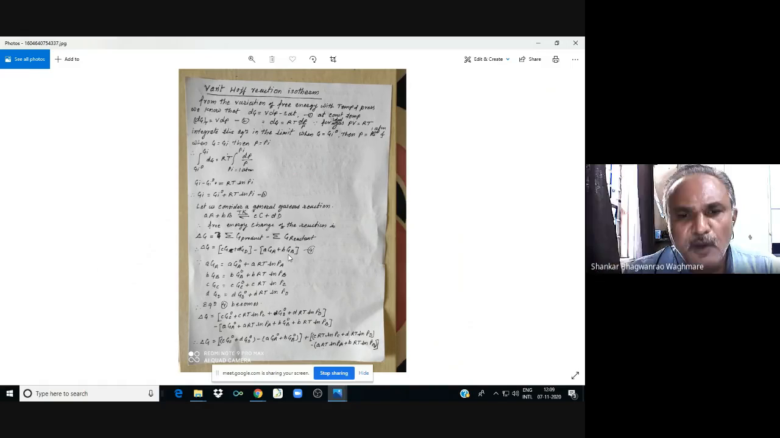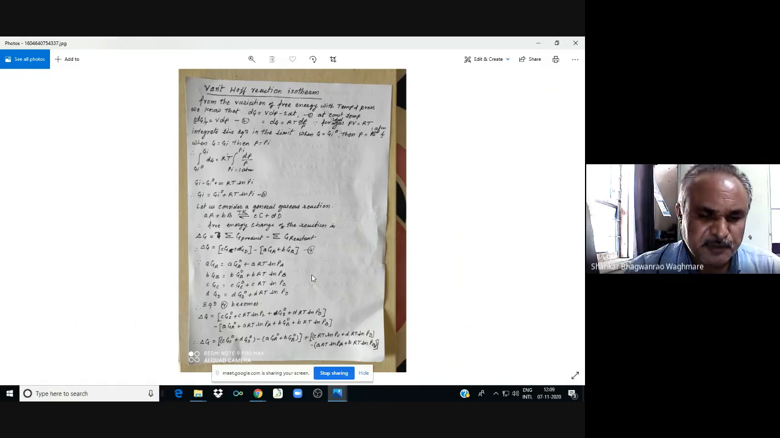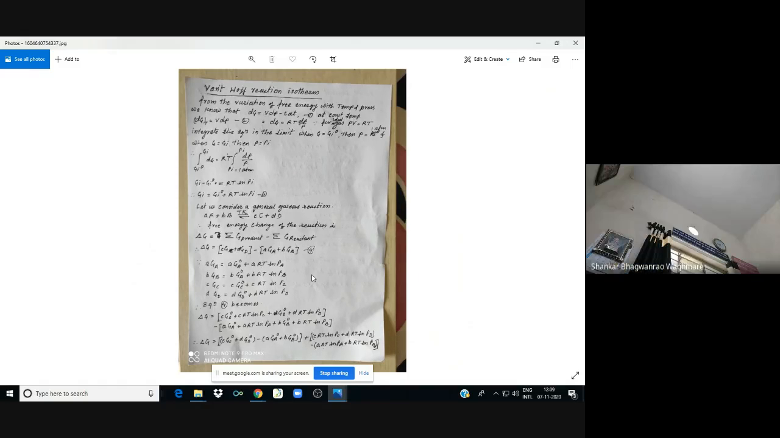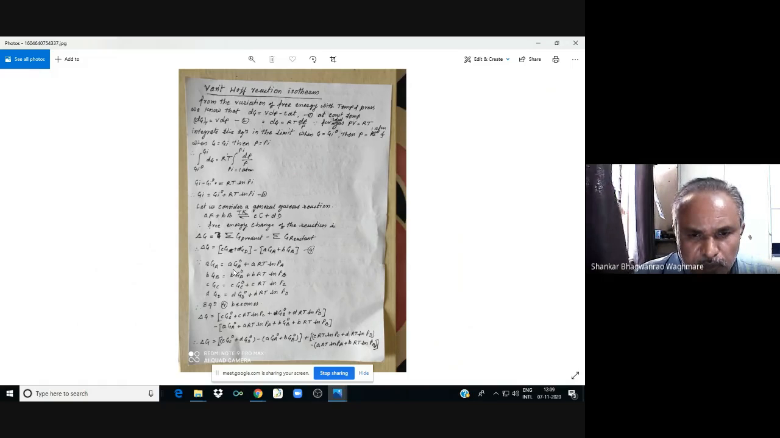Now, from equation 3, we can write the equation for the free energy of each constituent for their respective numbers of moles. The respective numbers of moles are small a for capital A, small b for capital B, small c for capital C, and small d for capital D. And therefore, aGA is equal to aGA0 plus aRT ln PA.